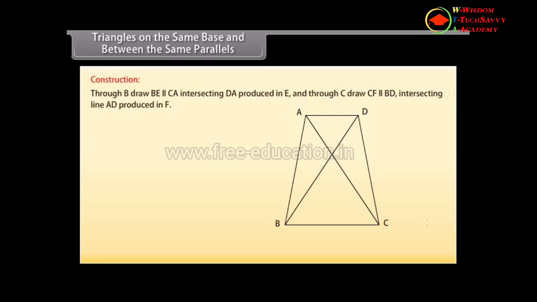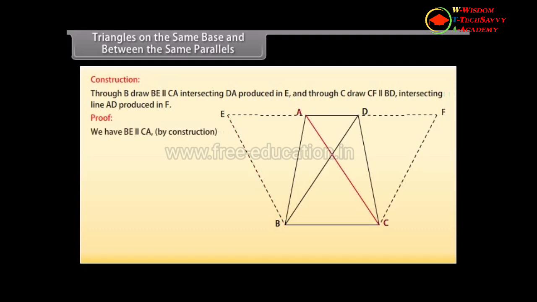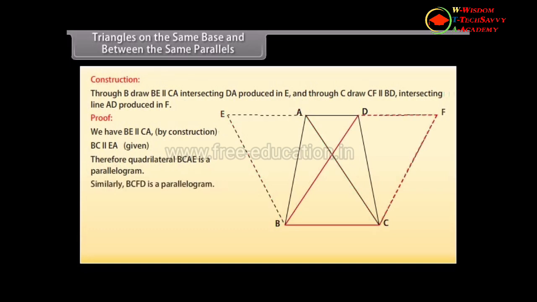Construction. Through B, draw BE parallel to CA intersecting DA produced in E, and through C, draw CF parallel to BD, intersecting line AD produced in F. Proof. We have BE parallel to CA by construction. BC parallel to EA. This is given. Therefore, quadrilateral BCAE is a parallelogram. Similarly, BCFD is a parallelogram.